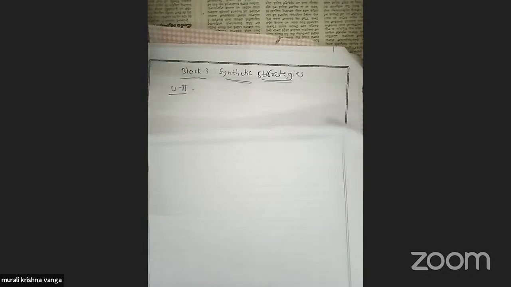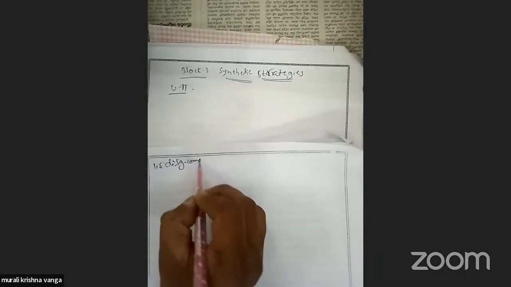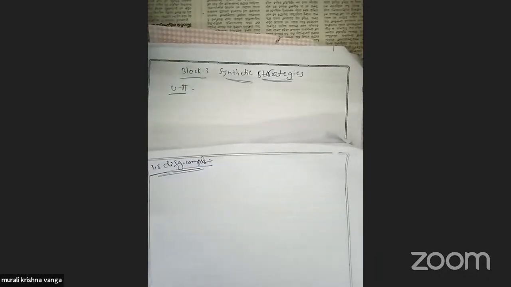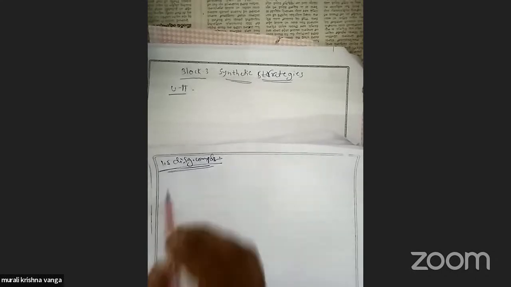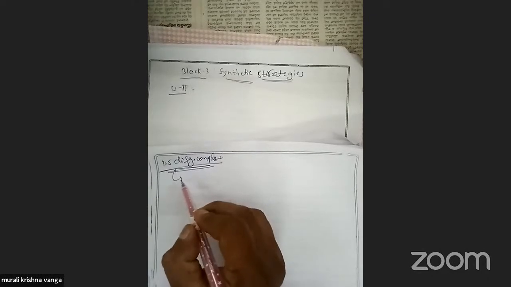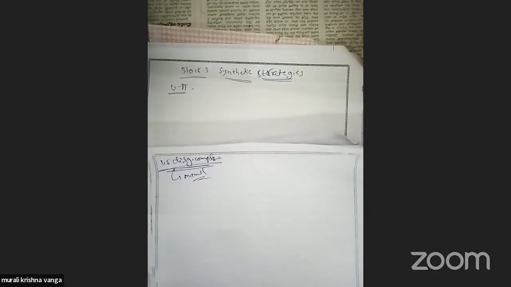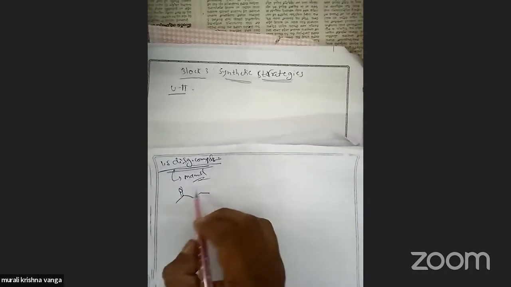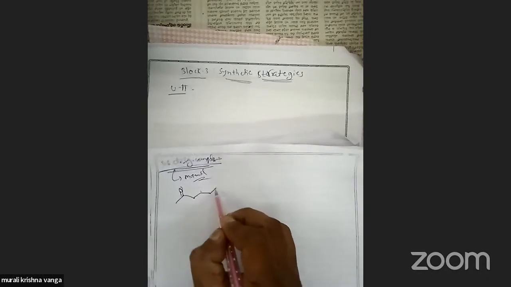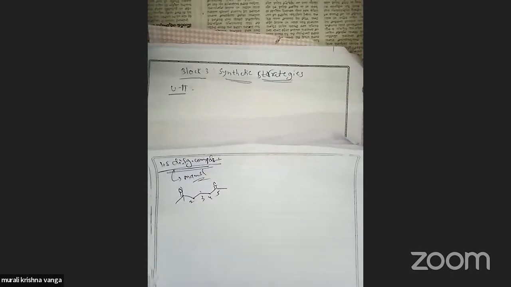Next one is 1,5 difunctional compounds. In these 1,5 difunctional compounds, the two functional groups are at the 1,5 positions. Mainly we are discussing alpha, beta unsaturated carbonyl compounds and the Mannich reaction. So I'm taking here a 1,5 dicarbonyl compound. 1, 2, 3, 4, 5. The two carbonyl groups are at the 1,5 positions.